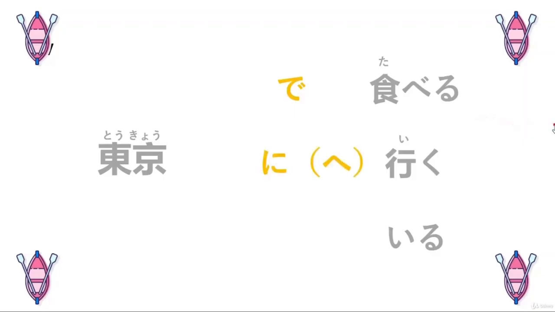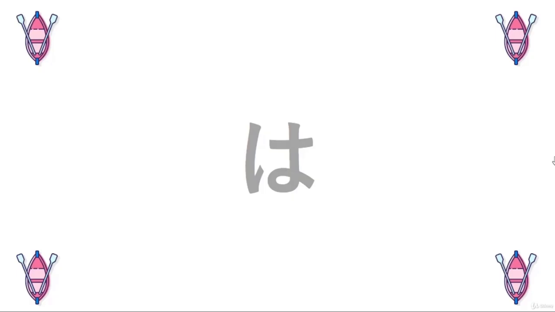If we write particle ni or e in between Tokyo and iku, it would mean that I am moving towards Tokyo. I am going to Tokyo, okay? So there would be motion. And if I would write particle ni again, it would mean that I am already there and I'm just located there. Now let's start off with our first particle, and it's a particle that you have already seen.